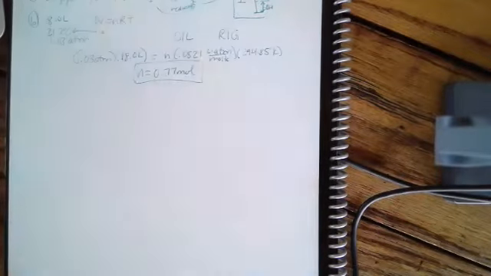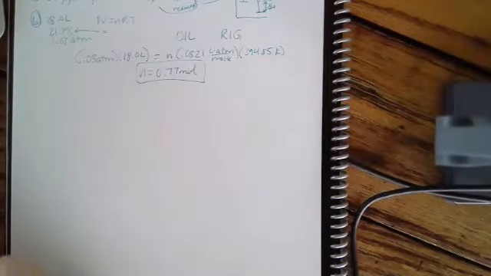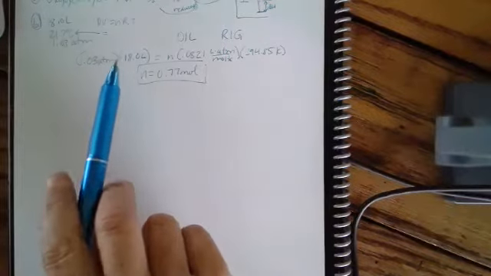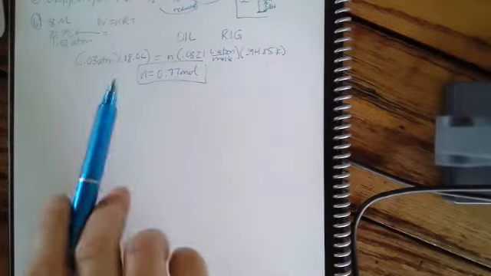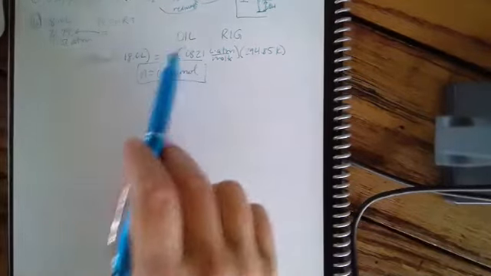All right, what's going to happen on the AP exam if you write 0.77 moles as your answer for B and you don't show any work? It doesn't get counted right. So sadly, you've got to show some of this stuff. You don't have to show every single step, but you've got to show what you did.